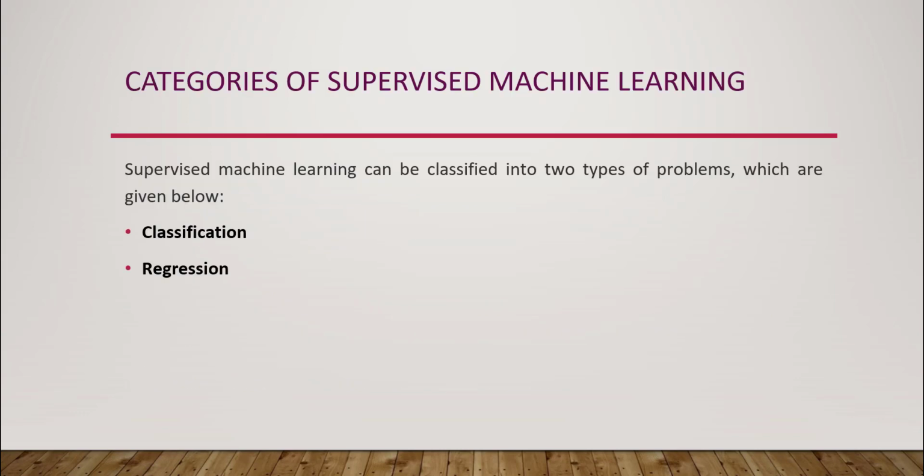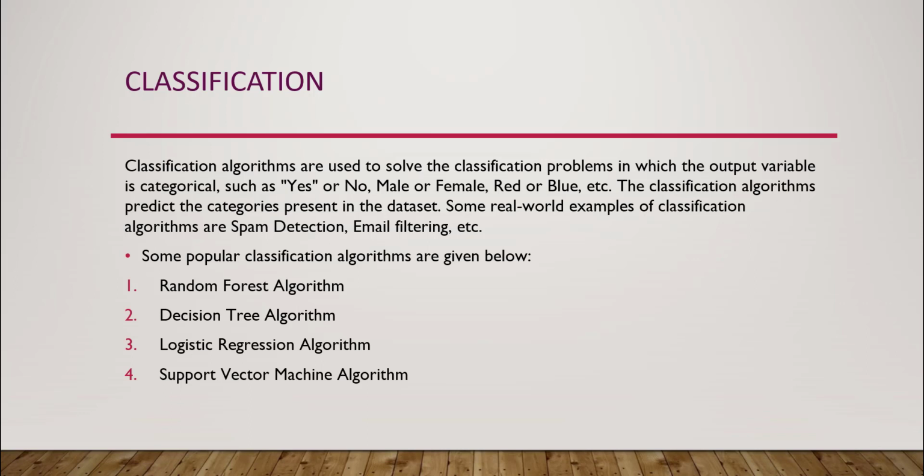Okay, in supervised machine learning, we have two subtypes, which are called classification and regression. So what actually is classification? Classification algorithms are used to solve classification problems in which the output variable is categorical, such as yes or no, male or female, red or blue, cat or dog. Obviously, the classification algorithm predicts the categories present in the data set. Some real-world examples of classification algorithms are spam detection or email filtering.